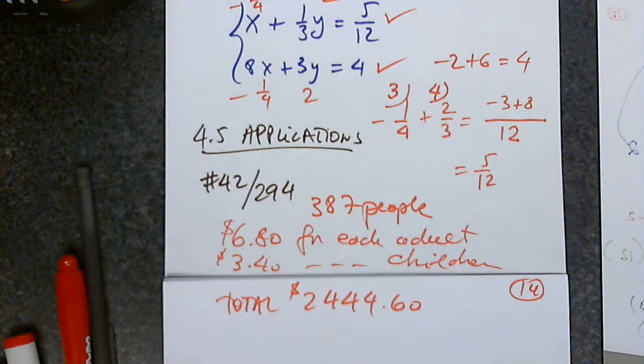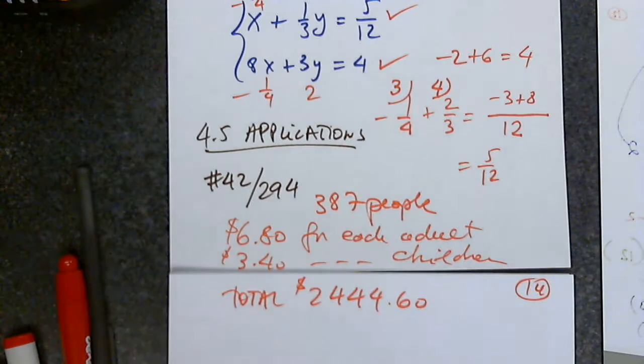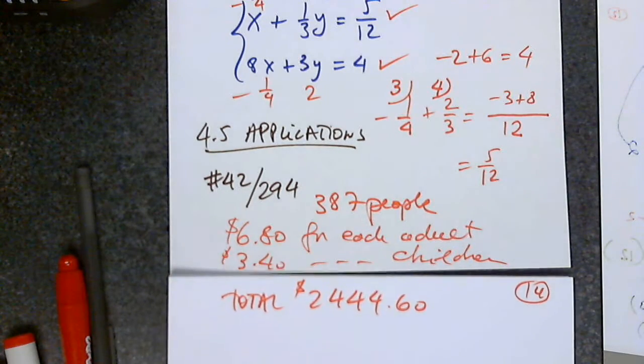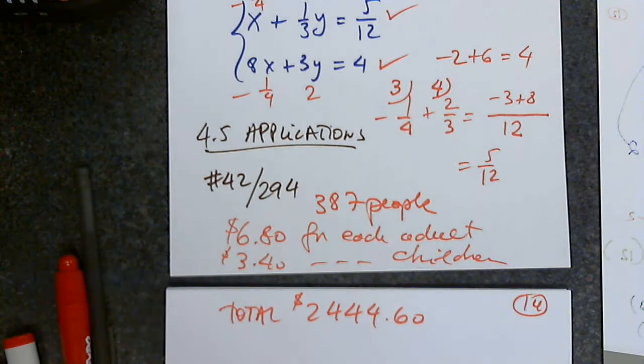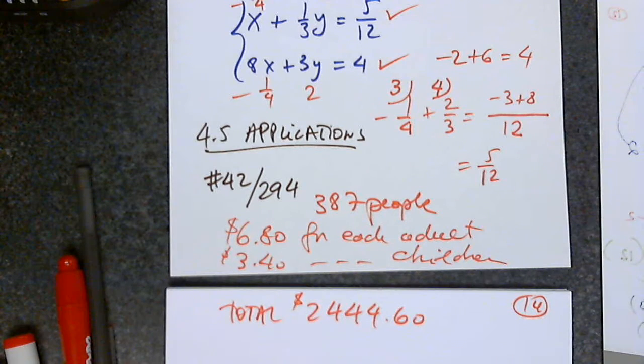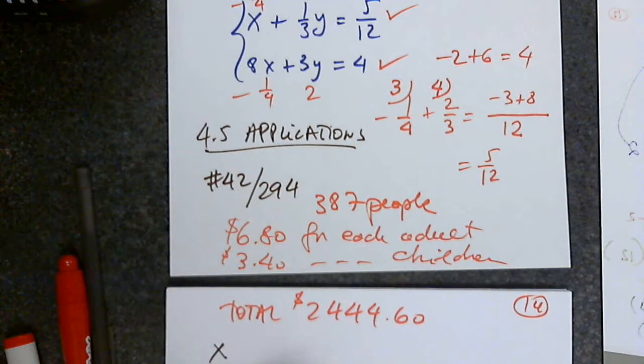I will read the problem one more time, till I understand what is given and what I'm asked to do. 387 people were invited. Each adult paid $6.80. Each child paid $3.40. At the end of the night, we counted the money and we got this. How many children and how many adults were invited? First, I have to ask myself, how many variables does the problem have? Yes, 2. I have to name them.